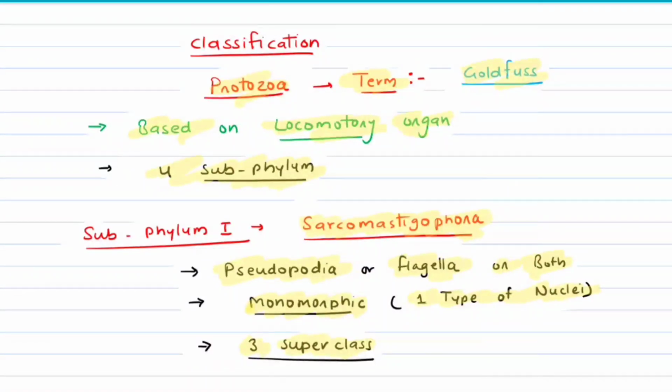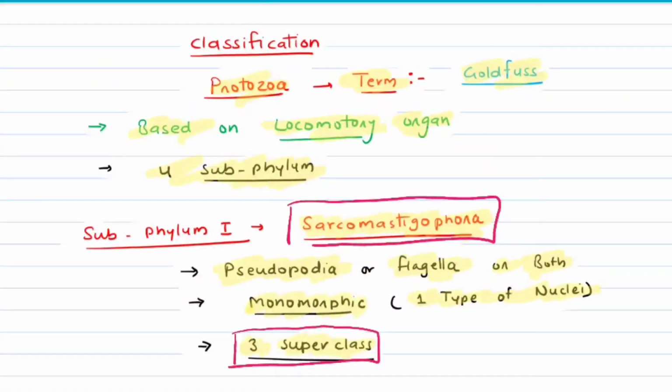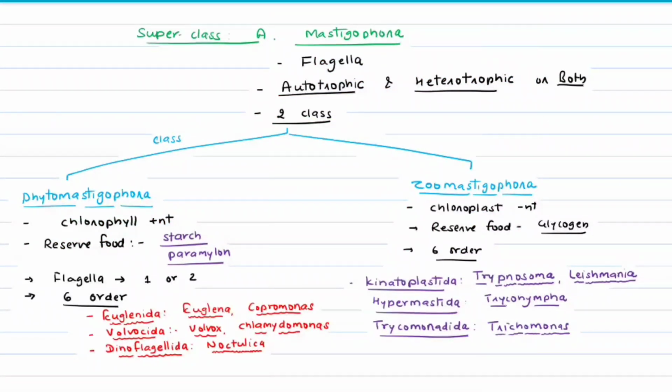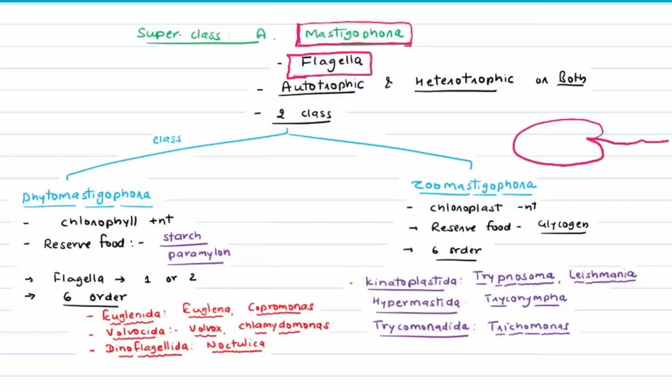So three superclasses are present in the subphylum Sarcomastigophora. What is the first superclass? The first superclass is Mastigophora. Sarcomastigophora is the subphylum and Mastigophora is a superclass. In the superclass Mastigophora, the locomotory organ is flagella. For example, Euglena, which we will discuss as an example, has a flagella-like structure for locomotion.